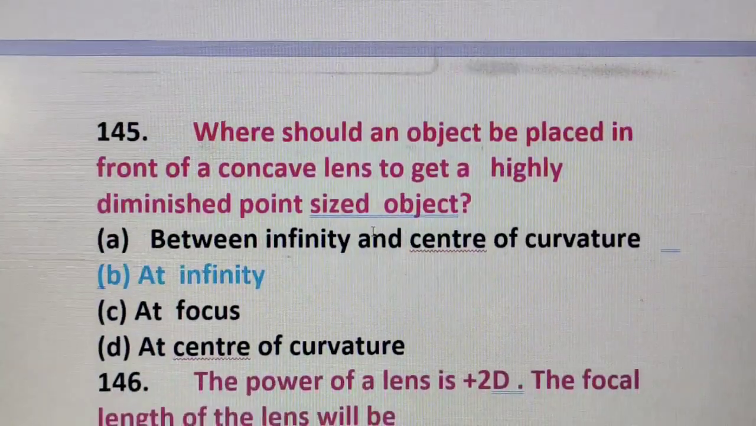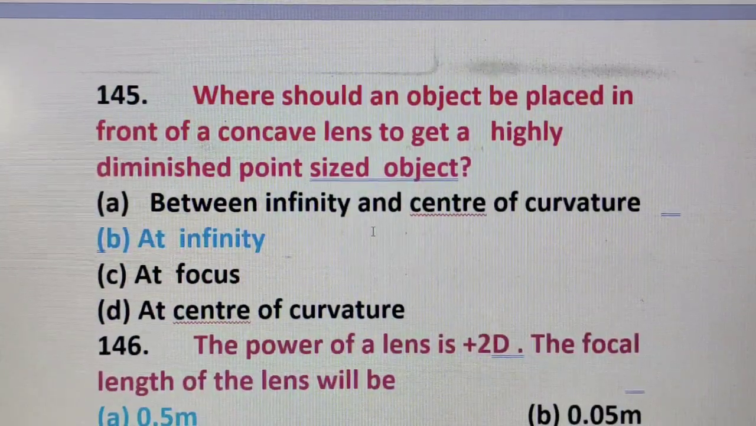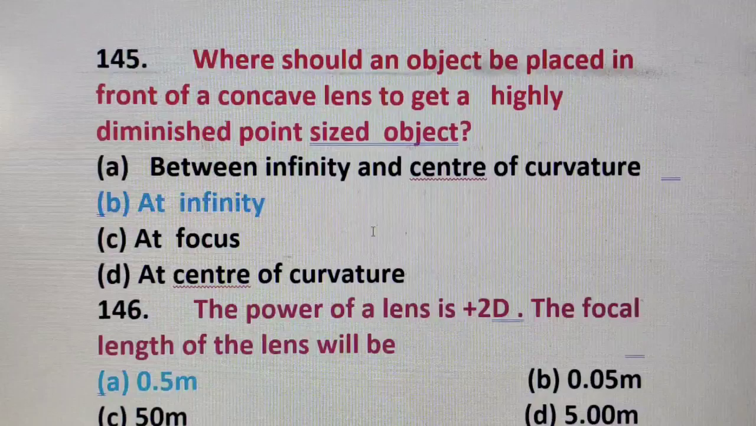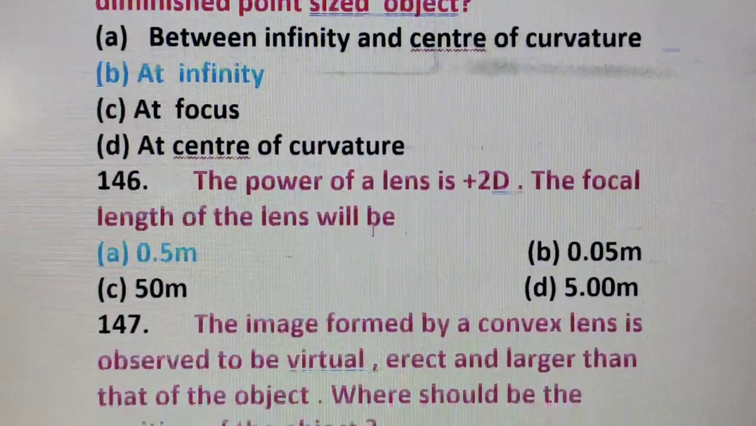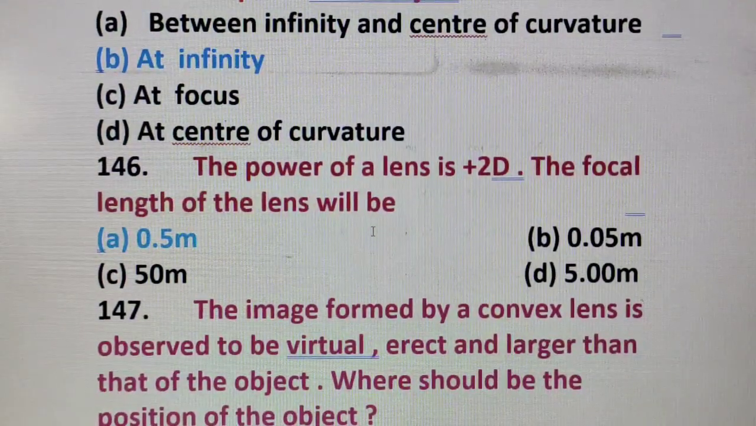Where should the object be placed in front of a concave lens to get a highly diminished point size image? At infinity. The power of a lens is 2D. The focal length will be 0.5 meter.